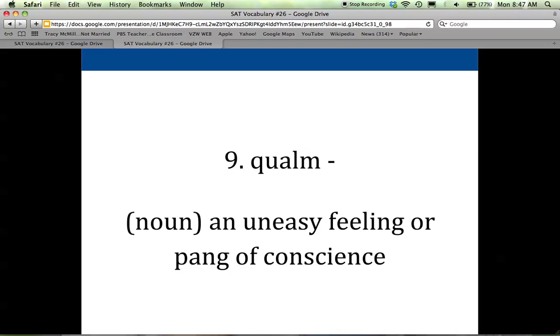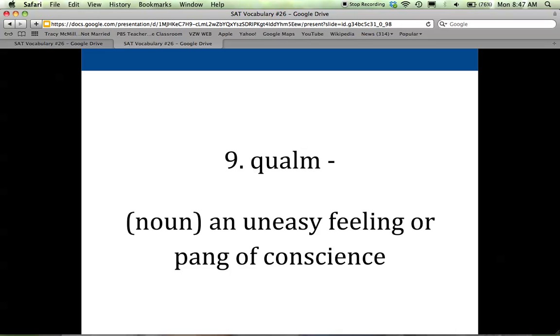A qualm is a noun, and it's this uneasy feeling that you get in the pit of your stomach when you feel bad about something you've done, or you're concerned about what the impact of your actions might be. Maybe you're having a pang of guilt or a pang of conscience that's making you feel this qualm. And oftentimes when you're feeling qualms about something, you can actually start to make yourself feel kind of sick.